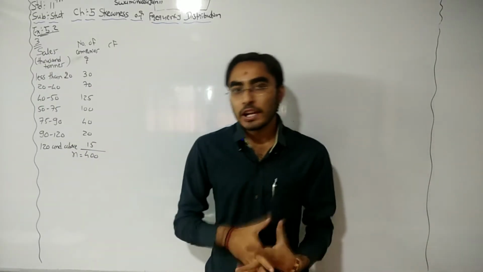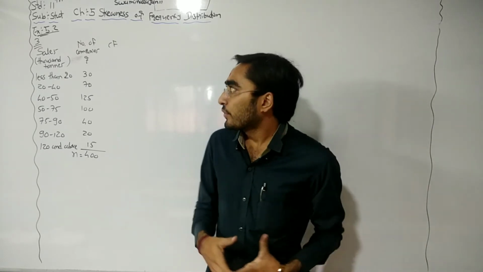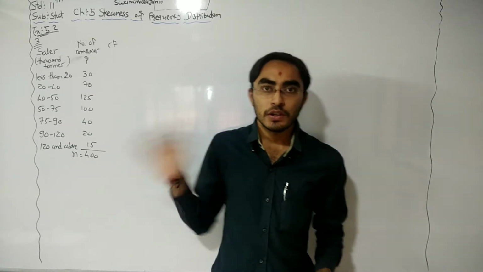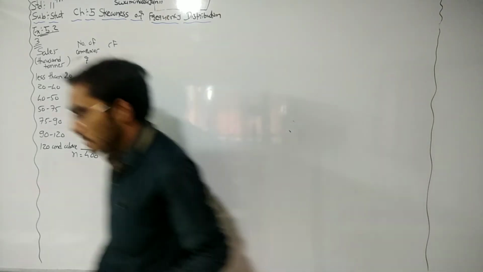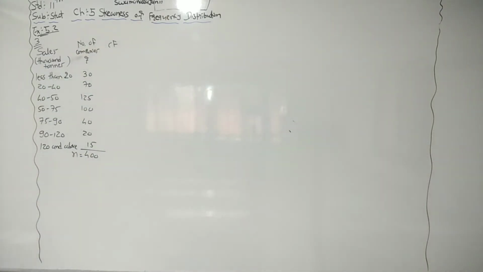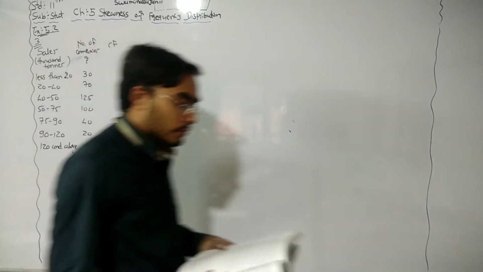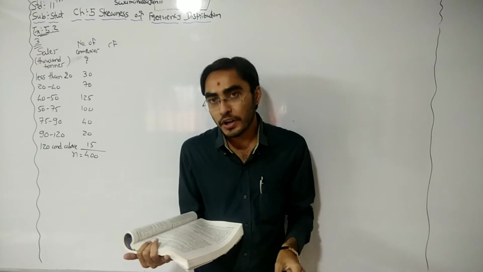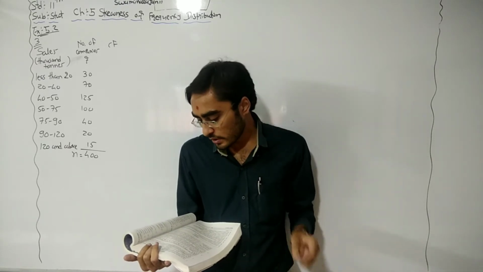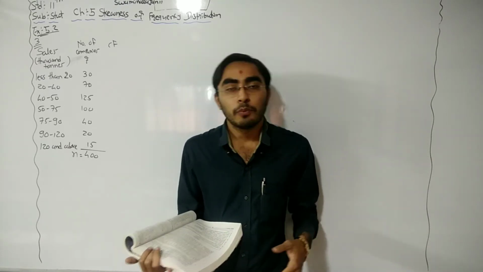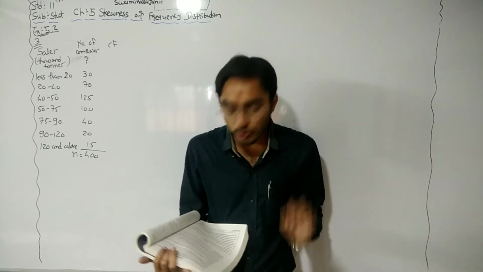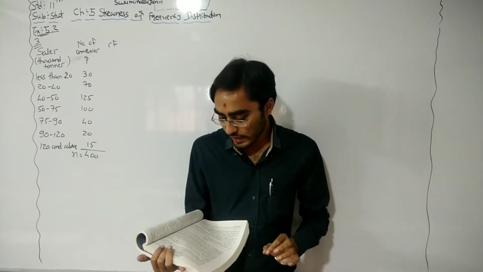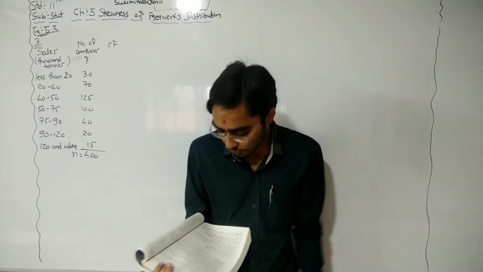Now let's move forward. Exercise 5.2, question number 3. First of all, read this question. Here, the distribution of sales in 1000 tons of 400 companies during the year 2014-15 is as follows. Find skewness and its coefficient from this data and state the type of skewness.